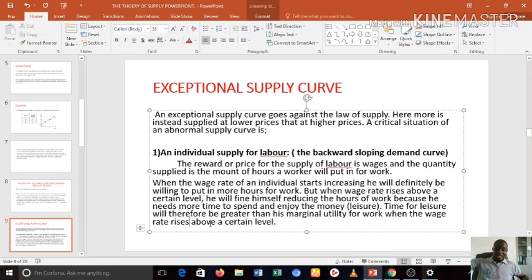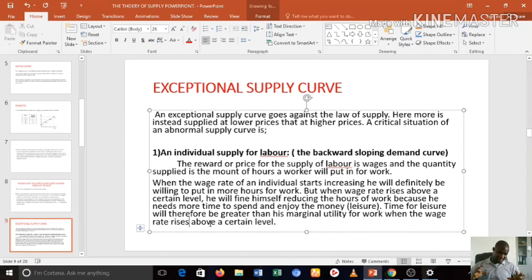Meaning that if a supplier's wage rate for supply for labor increases above a certain level, he or she will be putting in more time for leisure instead of work. So the quantity supplied for labor will fall. We realize that it goes against the law of supply, which states that more will be supplied at a higher price than at a lower price, meaning the higher the price, the higher the quantity supplied. But with supply for labor, the higher the wage rate, the lower the quantity supplied for labor.